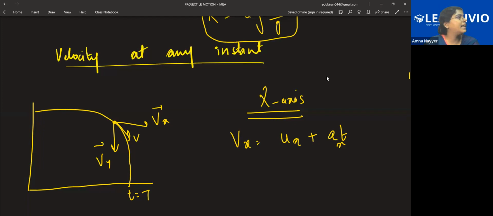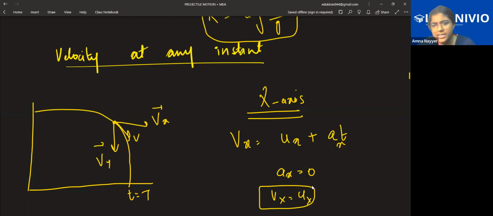Anyways, velocity at any instant, when we have to calculate, we have Vx and Vy. Vx is ux plus axt. Now acceleration ax is 0, so Vx is simply ux. That's it. Here you do not have the concept of cos theta, because you have not resolved the vector. You're just writing Vx is equal to ux.